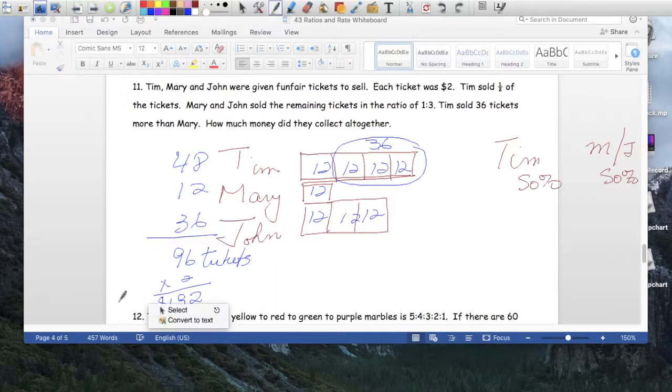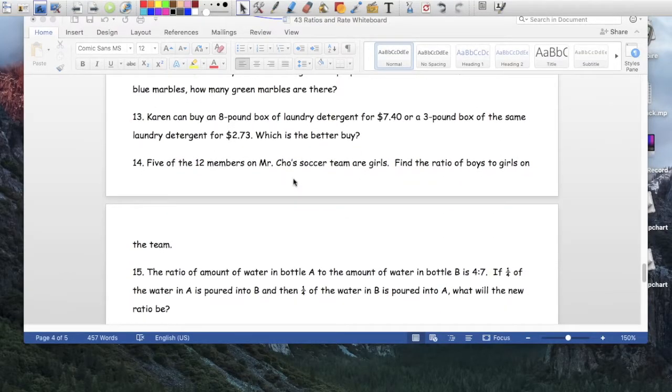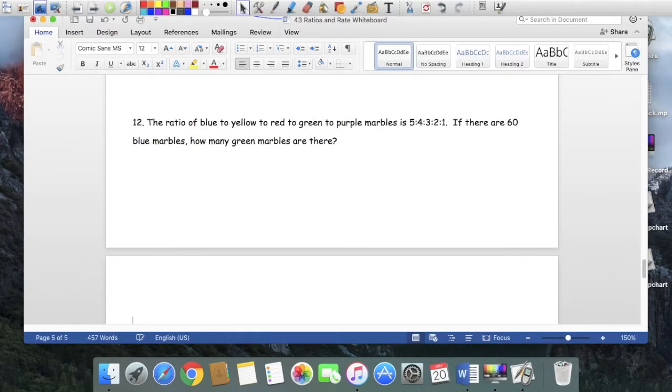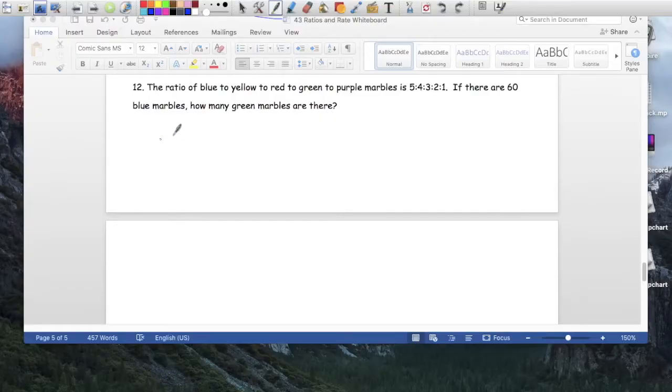So let's make a money sign there. 12. How many are here? 12. Ratio of blue to green. So again, blue.